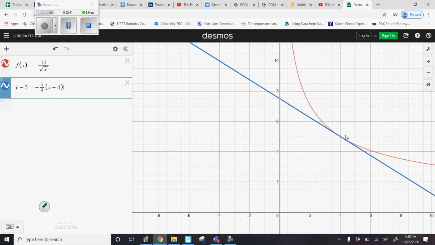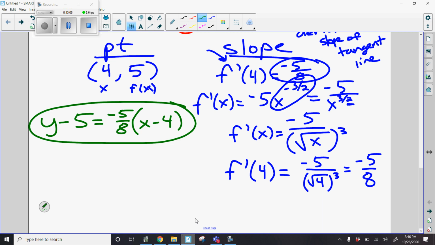Notice how it makes a perfect tangent line right there at the point. Notice how it matches the slope of the curve exactly at that point. So Desmos is a way that you can check yourself to see that you're doing it correctly. All right. Good. So let's go back and take a look at one more type problem.